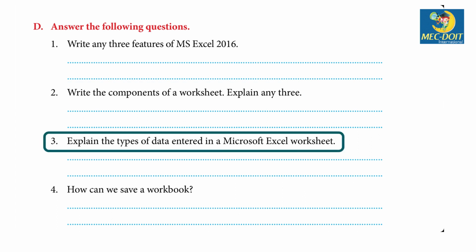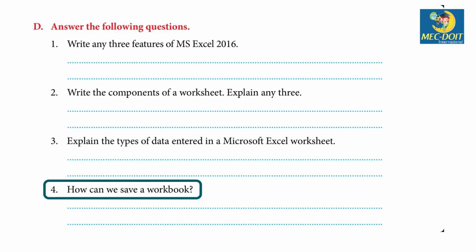3. Explain the types of data entered in a Microsoft Excel worksheet. Answer. We can enter 3 types of data in a Microsoft Excel worksheet: numbers, text, and formula. 4. How can we save a workbook? Answer. Follow the steps to save a workbook. Click on the File tab. Select the option Save or Save As.